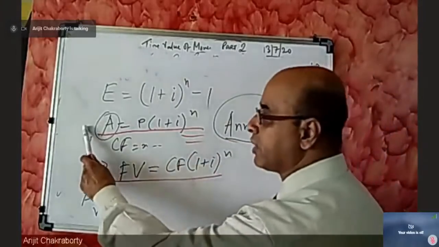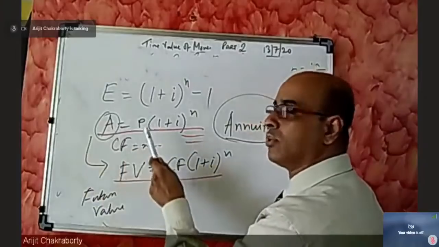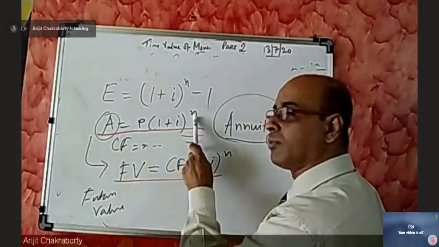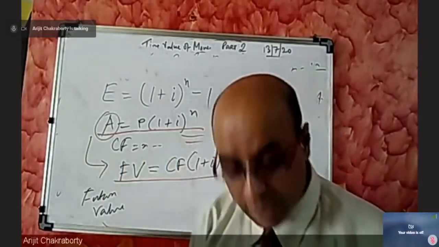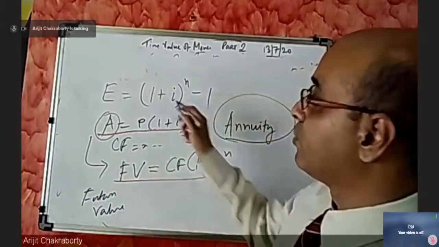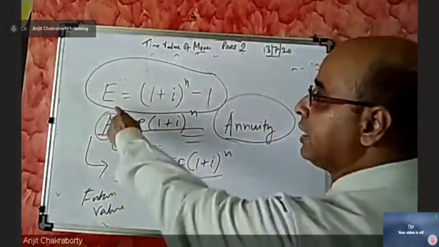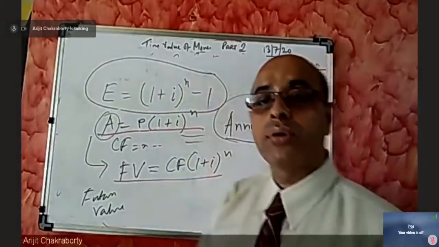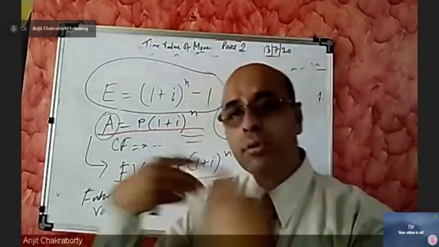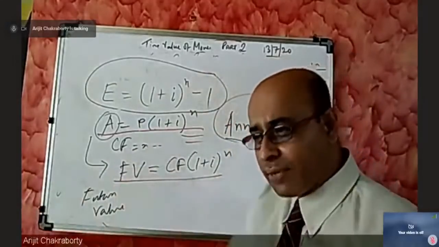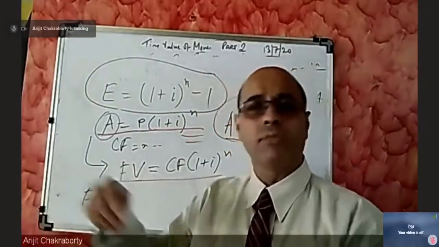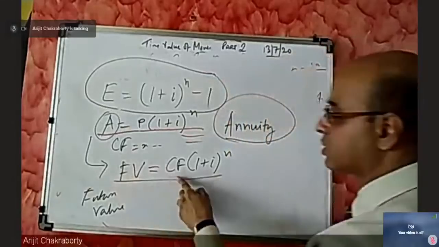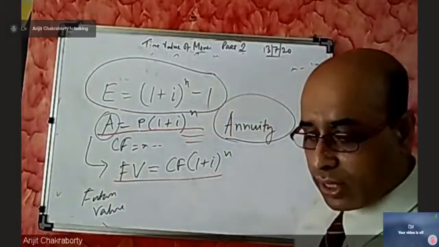In the case of compound interest, we had amount is equal to principal into (1 plus i) to the power n. Then we saw the effective rate of interest. I gave you this formula: E is equal to (1 plus i) to the power n minus 1. And now for annuity payments, the future value of an annuity. That means every year I go on paying this amount of money. What will be the future value? The future value is cash flow into (1 plus i) to the power n.